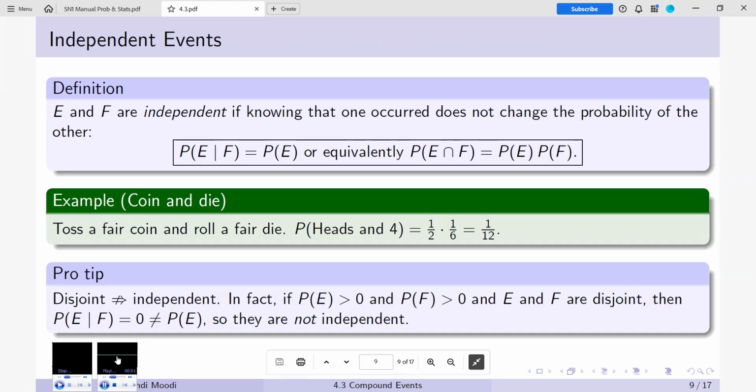Sequential draws with replacement are independent. For example, if you are drawing from a deck of cards with replacement, the probability of ace at the second draw is 4/52, regardless of what happened in the first draw.